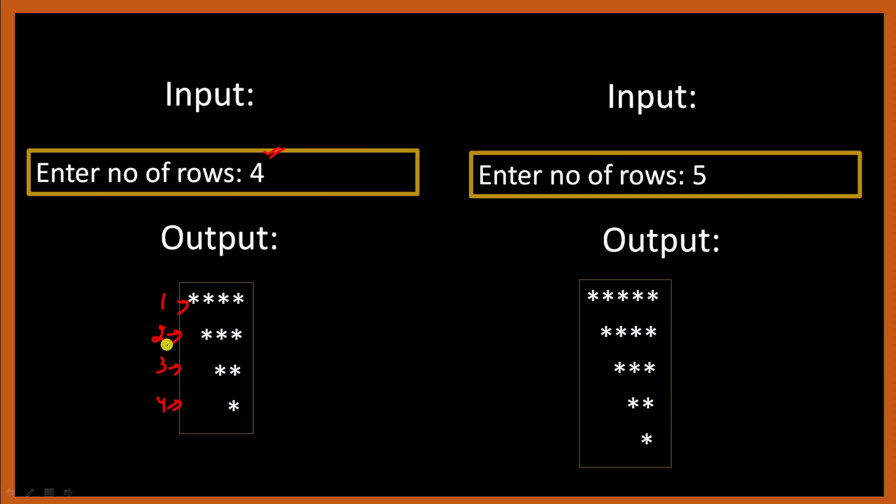Then in the second row, 3 stars are there, that is 1 less star than the previous row. Then in the third row, 2 stars are there, that is 1 star less than the previous row. In the previous it was 3, now 2. Now again only 1 star should be there in the last row. Same way, if the number of rows is 5, then in the first row 5 stars, then 4 stars, then 3 stars, then 2, then 1.